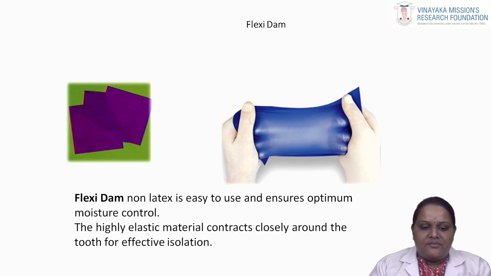This is a flexi dam. It's made of non-latex material. This is mainly indicated for patients who are allergic to latex material. Since it is non-latex, it's easy to use and ensures optimum moisture control. It's even more flexible than the normal rubber dams that are commercially available. The highly elastic material contracts closely around the tooth for effective isolation.